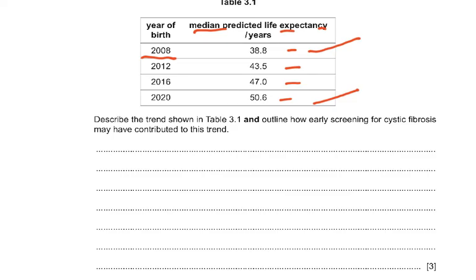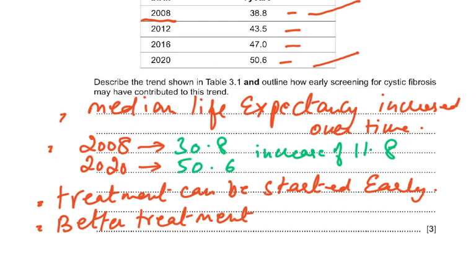The reason is early screening, so treatment can be started early, and as better treatments have come in or improved care has come in between 2008 and 2020. So median life expectancy increased over time. Then you gave me the figures: 2008 38.8, to 2020 50.6, so increase of 11.8. Treatment can be started early. Better treatments have been maybe developed between 2008 and 2020.